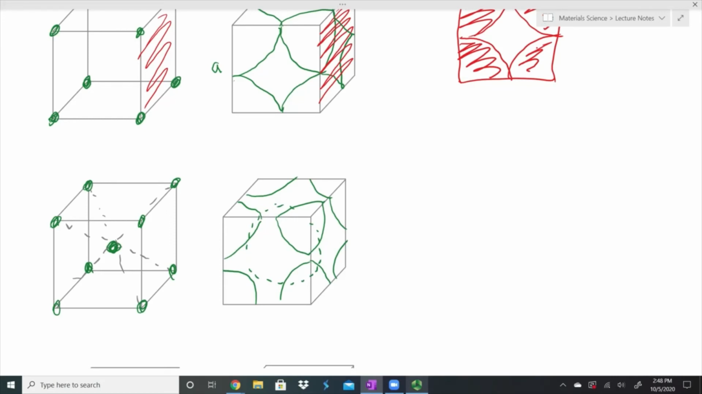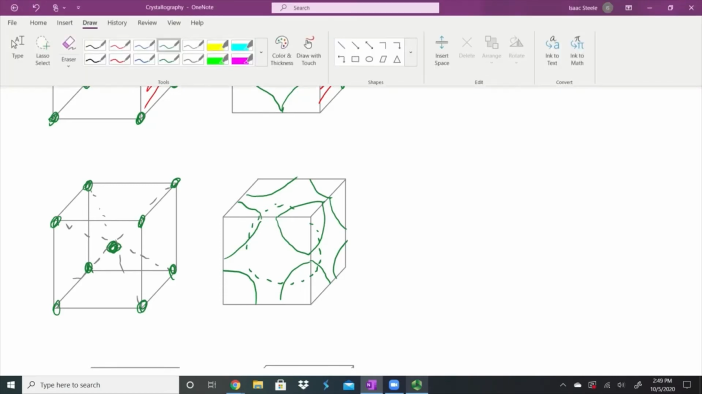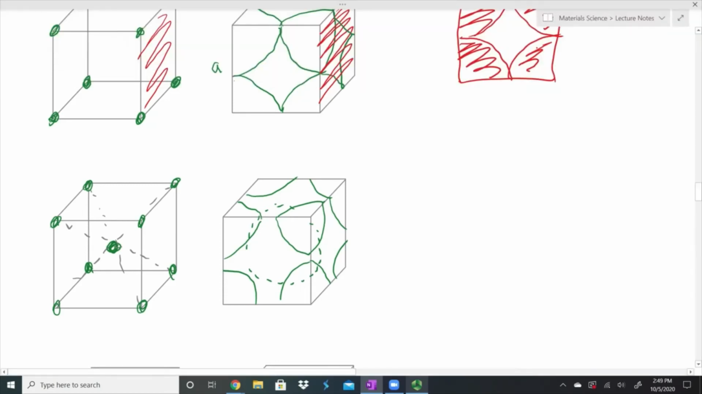So what we want to do now is figure out what plane is the most densely packed, the close packed plane. Well, the most closely packed plane for body-centered cubic is going to be a diagonal cut.